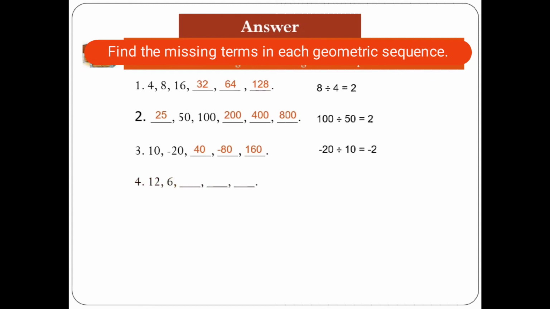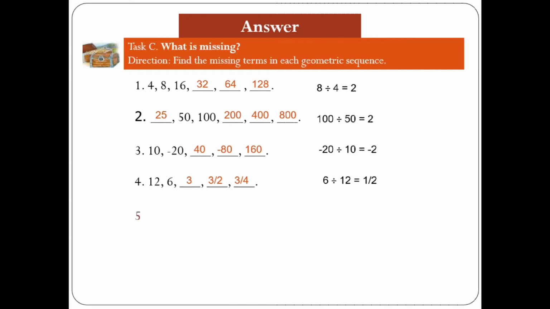Number 4, 6 divided by 12 is 1 half. So 6 times 1 half is 3. 3 times 1 half is 3 halves. And 3 halves times 1 half is 3/4. Number 5, 4096 divided by 1024 is 4. So 4 times 4 is 16, 16 times 4 is 64, and 64 times 4 is 256.